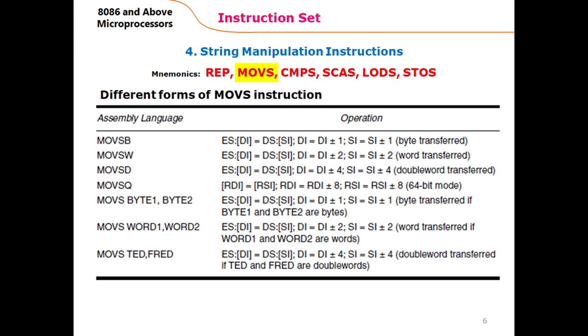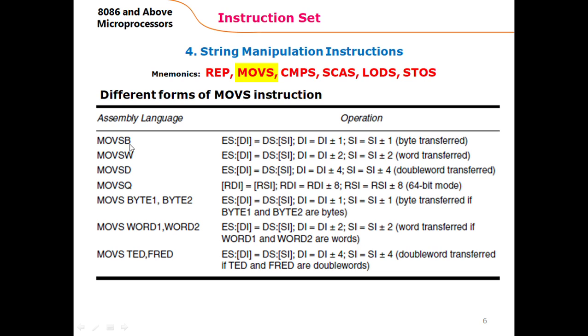decremented by 1 because it is a byte transfer, and we do not know here if the direction flag is 0 or 1. Depending on the direction flag, the index registers are incremented or decremented. And if the letter W is used, then that would mean 16-bit data is transferred from the data segment memory location addressed by SI to the extra segment memory location addressed by DI here. And the index registers are decremented or incremented depending on the value of the direction flag.